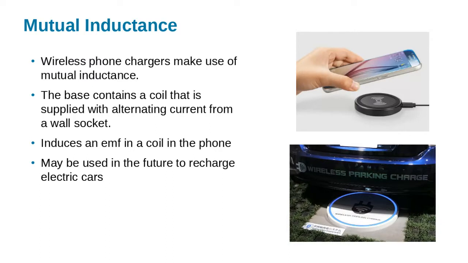The base that you put your phone on has a coil that's supplied with an alternating current, so it has to be alternating. The current is going back and forth, generating an alternating magnetic field, and that induces an EMF in a coil in the phone. So you just need a small coil in the phone, and then that alternating magnetic field induces an alternating voltage in the phone, which can deliver energy and charge the battery up.